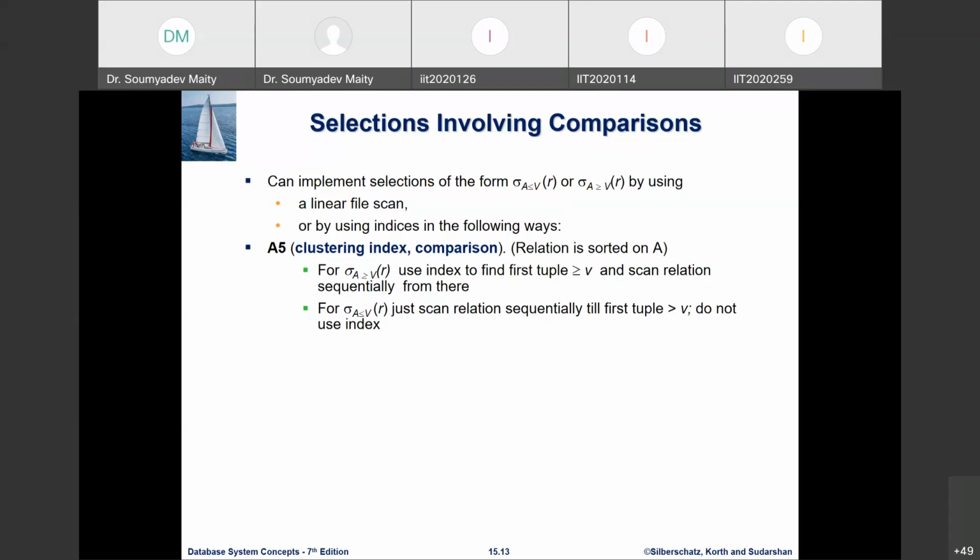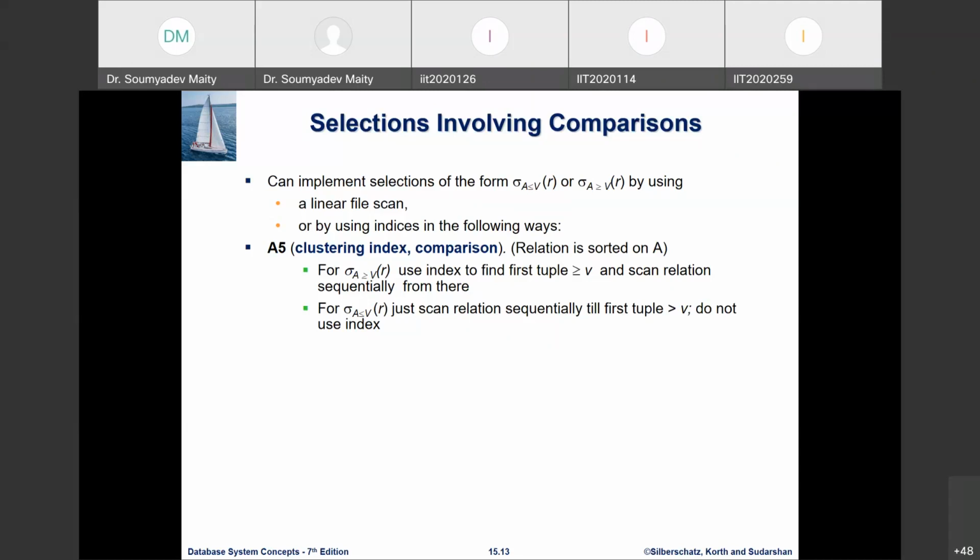Now, second thing, you decide what type of condition you are looking for: greater than or equal to V, or less than or equal to V. Let us first consider the first condition, greater than or equal to V. Some value is given. You have to get all the records whose value is greater than or equal to V. And the file is sorted, remember. So you have to get the first record which satisfies this condition, and then you have to read the successive records till the end of the file.